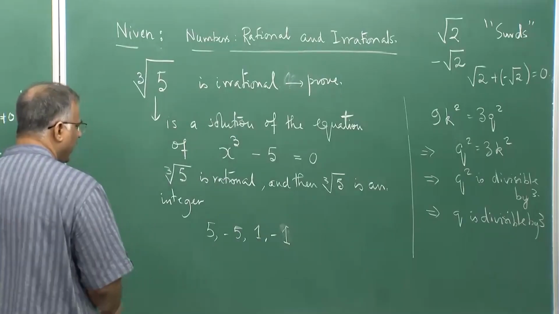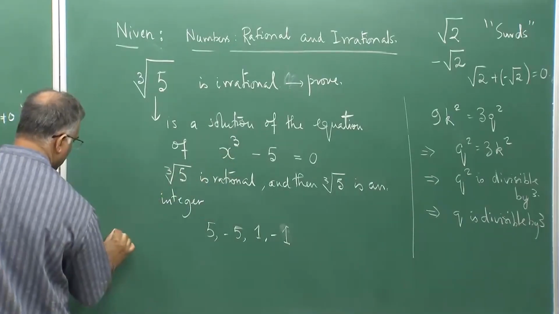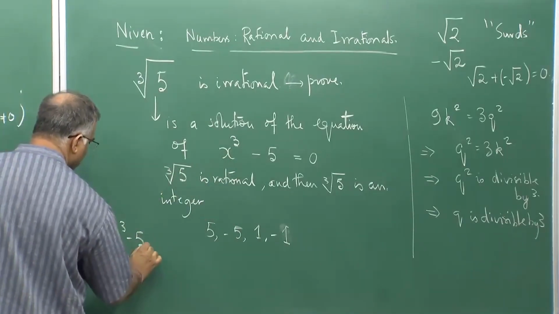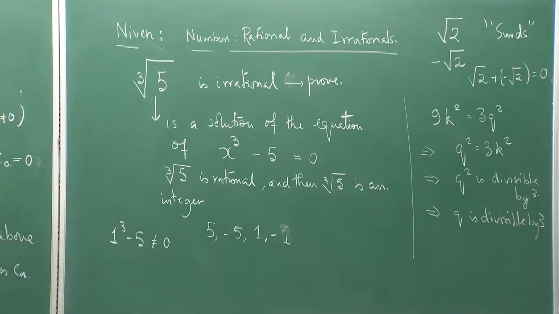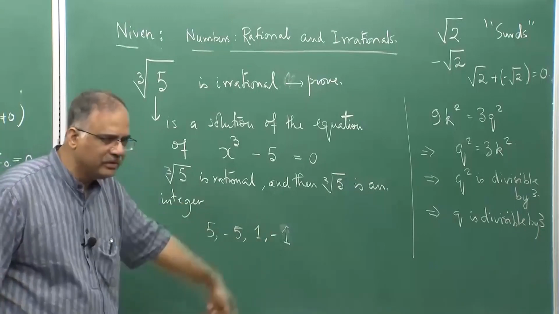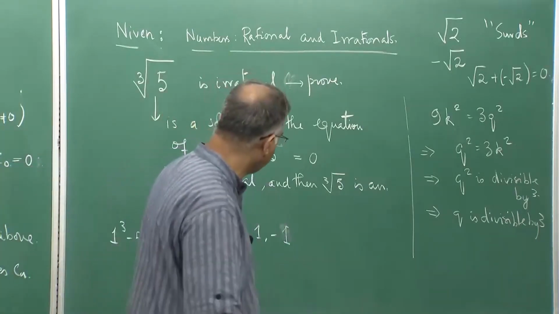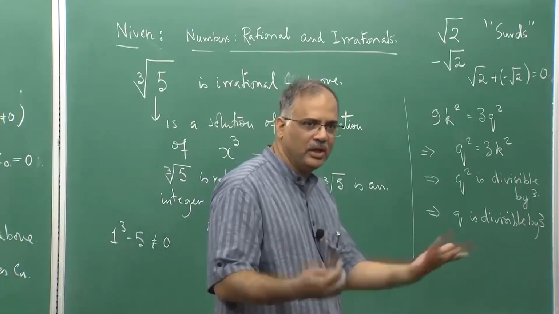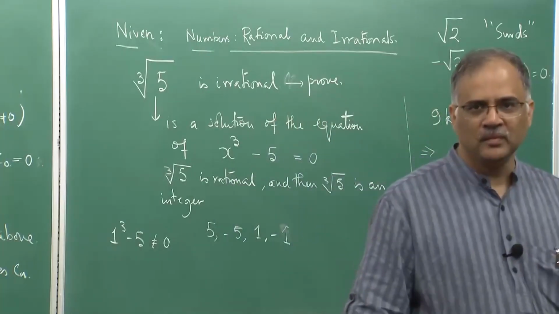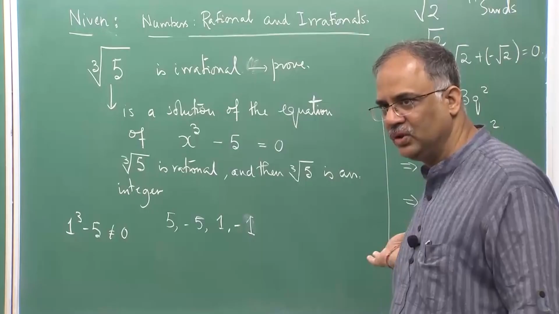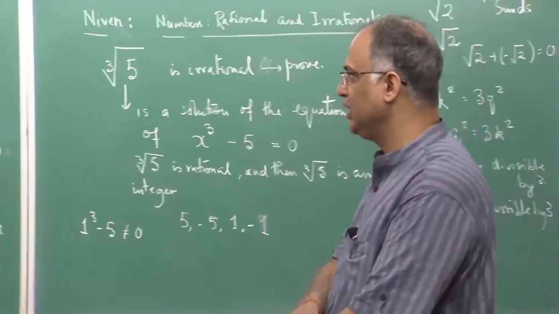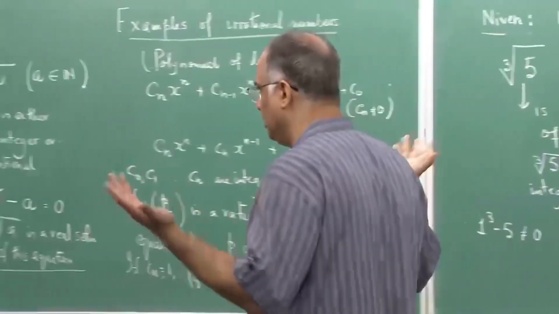So, now I put x as, say, 1. 1 cube minus 5 is obviously not 0, it is minus 4. Similarly, you will look at each and every candidate solution. If you put x as 5 or minus 5, 1 and minus 1, you will not get 0. So, cube root of 5 cannot be a rational number. So, you see how the theory of equations is linked to finding the irrationality of numbers of this form.